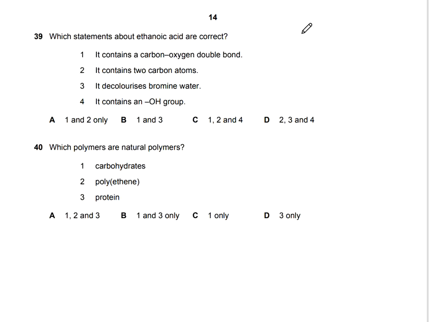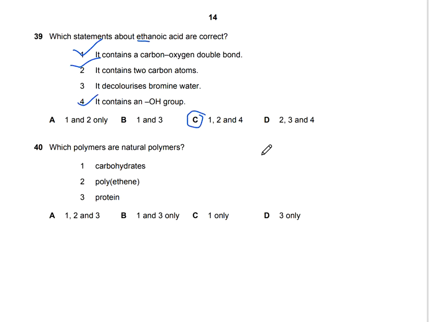Which statements about ethanoic acid are correct? Okay, let's see one by one. It contains a carbon-oxygen double bond, yes. It contains 2 carbon atoms, yes, because of the term etha. It decolorizes bromine water, which is no. And it contains an OH group, which is yes. The correct answer for this is letter C.